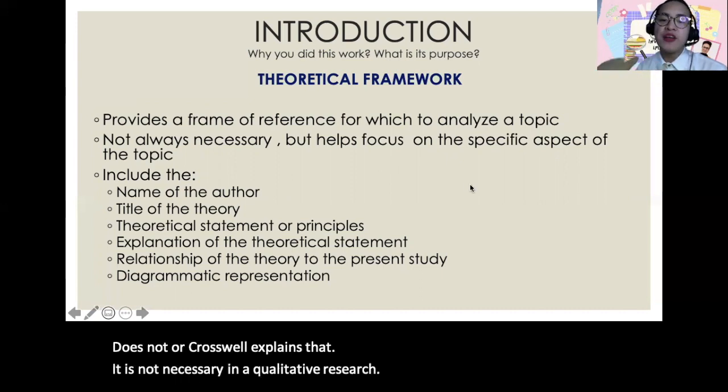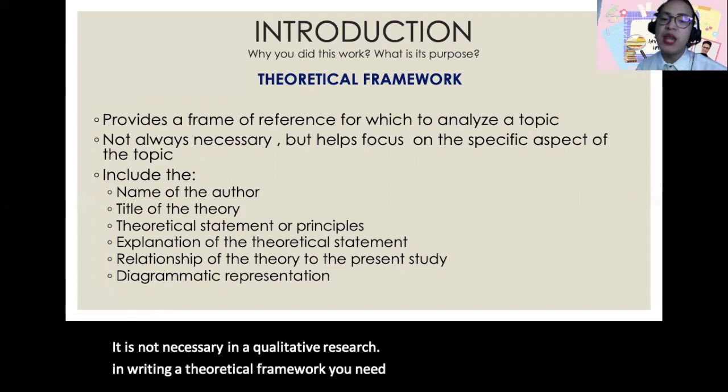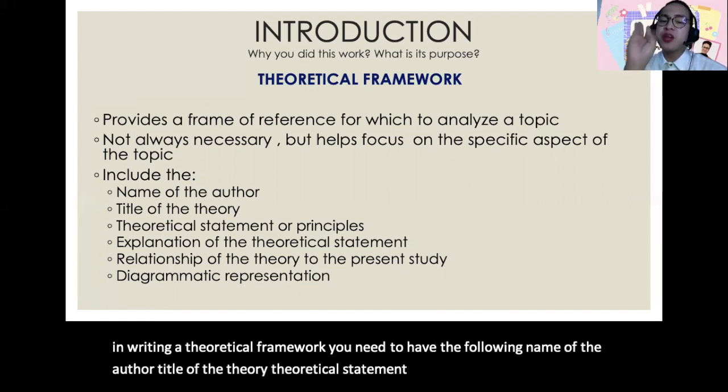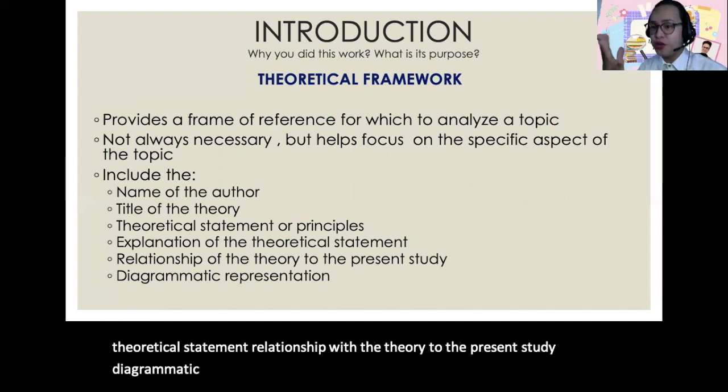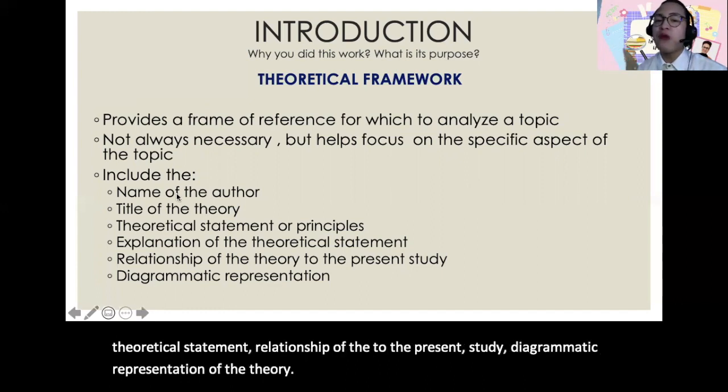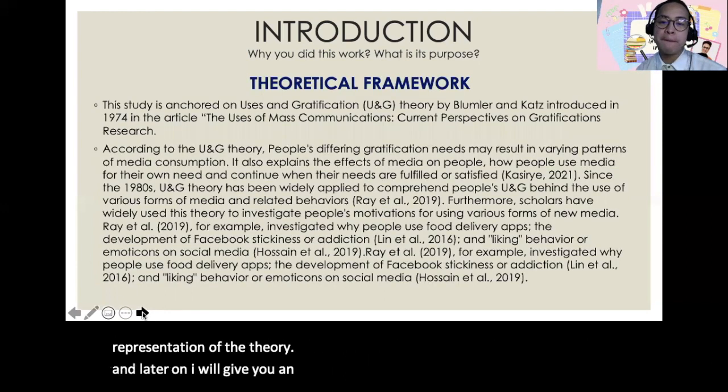In writing a theoretical framework, you need to have the following: name of the author, title of the theory, theoretical statement or principles, explanation of theoretical statement, relationship of the theory to the present study, diagrammatic representation of the theory. And later on, I will give you an example. Oh, here is the example.